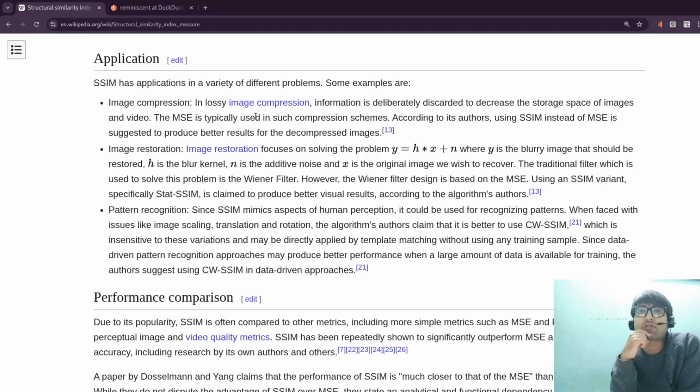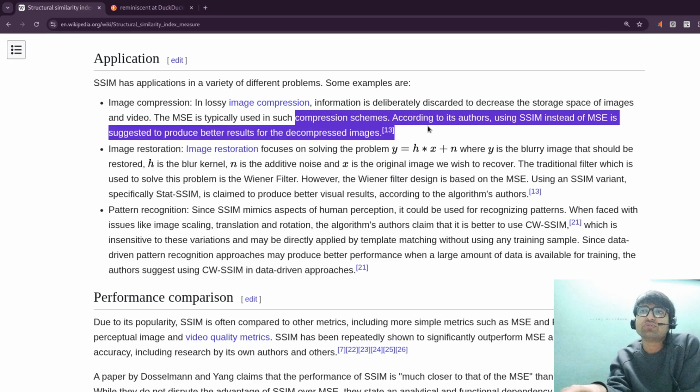Some problems are image compression. In lossy image compression, information is deliberately discarded to decrease the storage space of images and video. The MSE is typically used in such compression schemes. According to the author, using SSIM instead of MSE is suggested to produce better results for decompressed images.